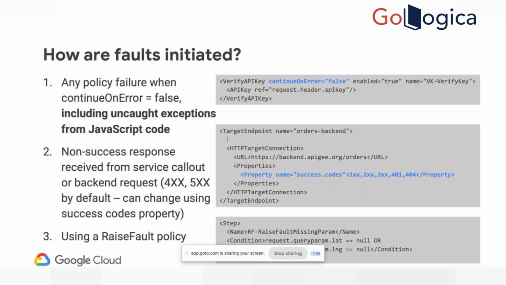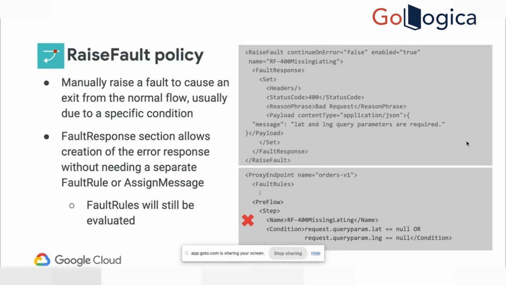So the raise fault policy, as I said, is the policy where you can manually throw an error. Now, there is one special thing in the raise fault policy itself: you can set the error payload. There is a fault response section. You can set the error payload, the headers or status code, whatever you want, in the raise fault policy itself. So usually, if you are using a raise fault policy, we don't write a fault rule for that, because in the raise fault policy itself you can set the error payload and content and headers, whatever.